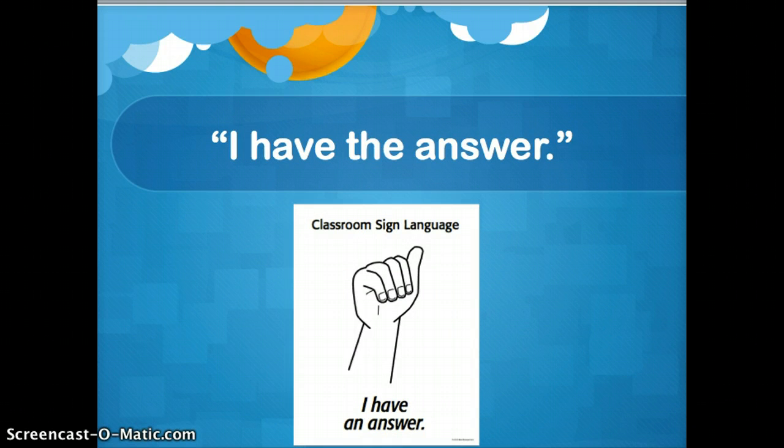If I or a student asks a question, the students use A in American Sign Language, or ASL, to show they have an answer. Close your fist by making sure your thumb sticks up.